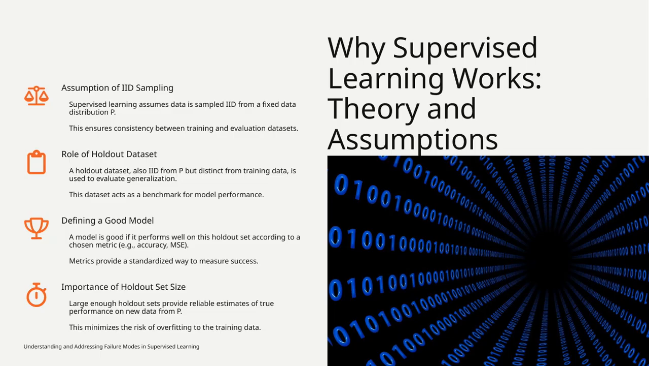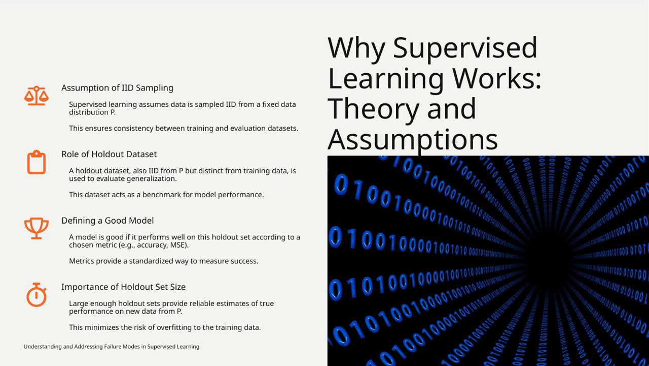Understanding and addressing failure modes in supervised learning requires us to grasp some key assumptions. First, we assume that the data we use is sampled independently and identically distributed, or IID, from a fixed data distribution, which we call P. This assumption is crucial because it ensures that our training data and evaluation data come from the same underlying distribution, making our performance estimates meaningful.